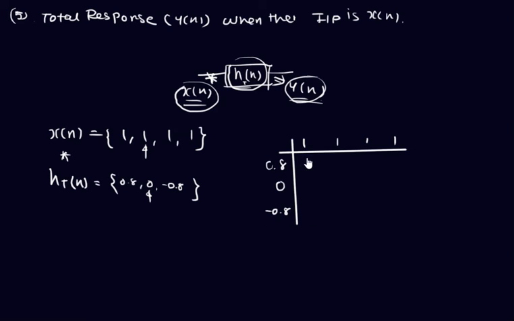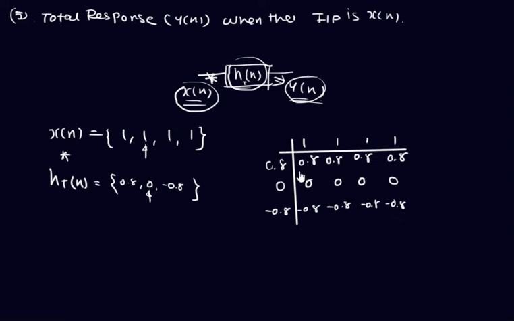Okay, now simply what we have to do is multiply all these values with each other. 0.8 multiplied by 1 is 0.8. 0.8 multiplied by 1 is 0.8. Again 0.8, and here is also 0.8. 0 multiplied by anything will be 0, so 0 0 0 0. And here we have -0.8 multiplied by 1 1 1 1, so at each and every place we have -0.8. Here we have -0.8, and here we also have -0.8.